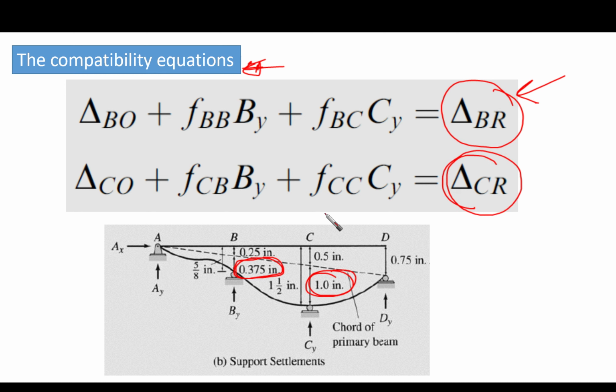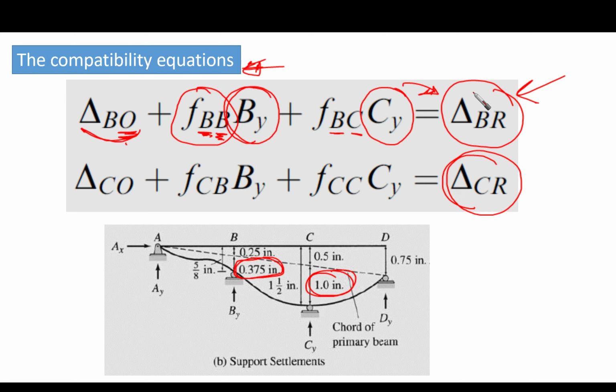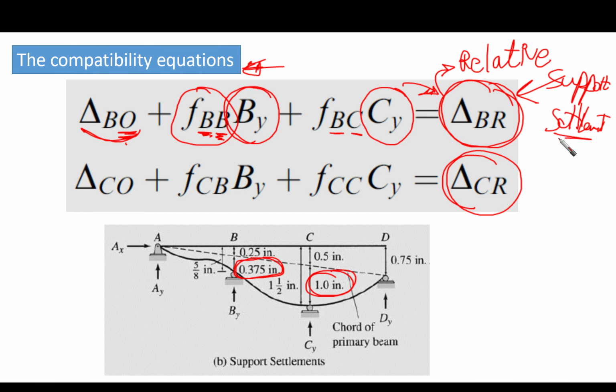So the Compatibility Equation is going to be delta B due to external load, which is uniform load in our case, plus the flexibility coefficient, which means the displacement at point B due to unit load applied at point B, multiplied by our unknown redundant, plus the displacement at point B due to unit load at point C multiplied by the redundant at point C. This is equal to the settlement, remember, this is the relative support settlement. Okay, this is what we are going to have here.